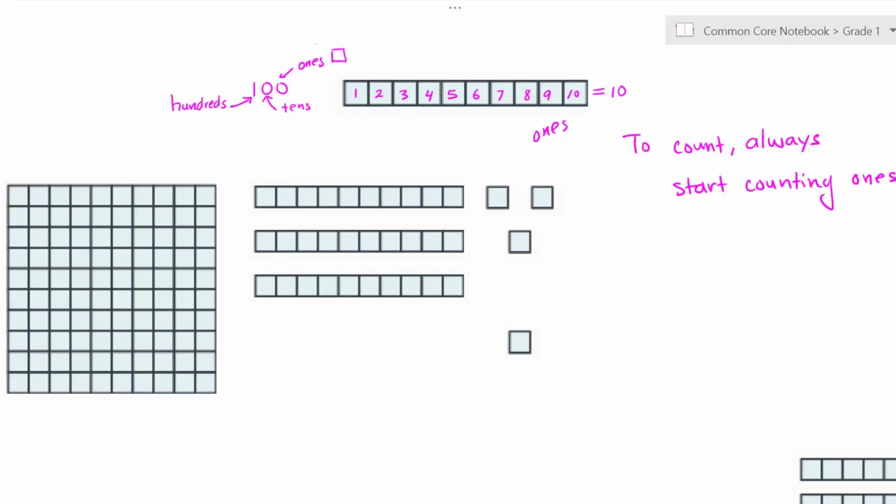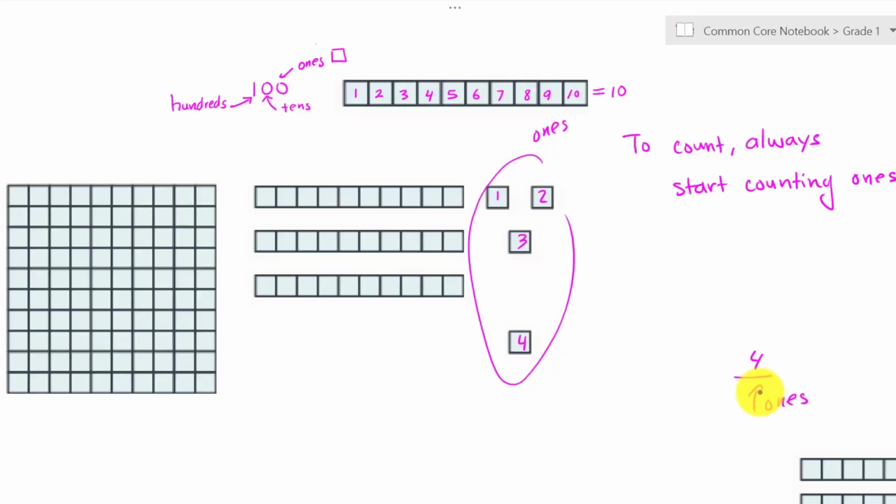Now are you ready to count something more challenging? So let's count how many boxes are in this sample. Again, always count the ones first. How many ones do we have? Let's circle them. We have 1, 2, 3, 4. So our first digit always represents the ones. So we have 4 ones. Now we've counted all the ones already.